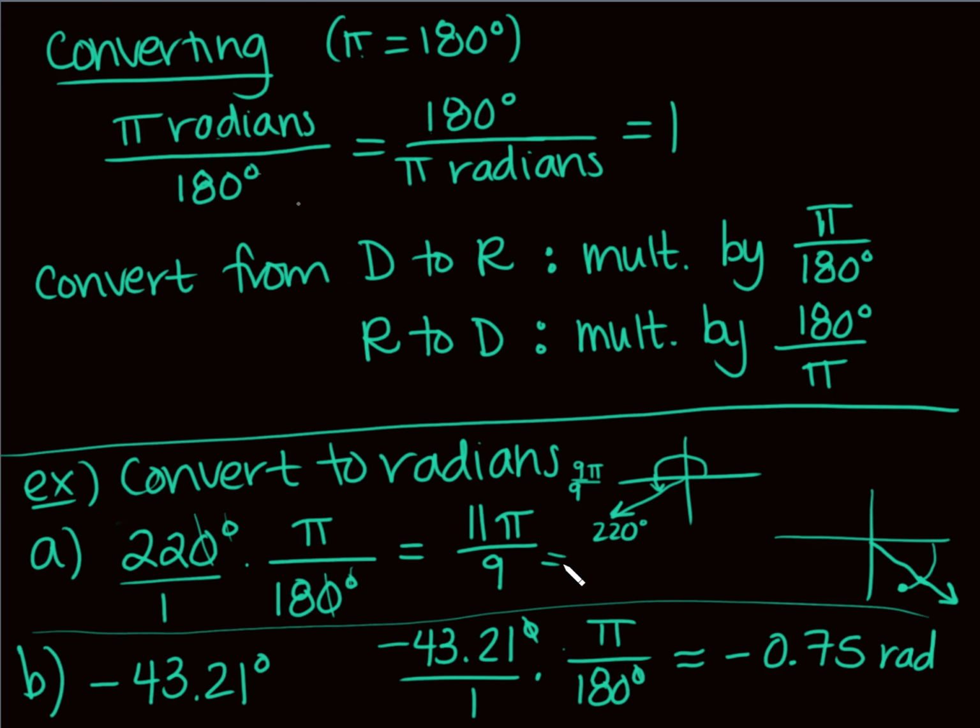Up here, what was this radian? I just want to show you really quick. 11 pi divided by 9. So 11 divided by 9 is 1.222. And then let's multiply that by pi. So how many radians is this? This is 3.83 radians. And remember, we know that this right here is 3.14. So it's a bit more than that, which makes sense. Okay. And then let's go ahead and go the other way.